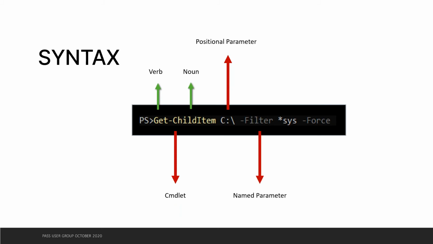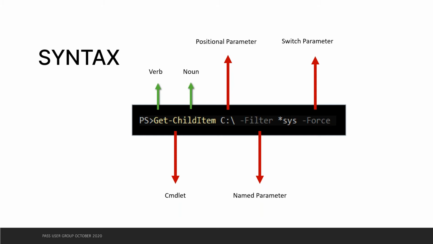And then you have a named parameter. A named parameter is one that has a hyphen in front of it. That means it has to be a parameter defined for the commandlet to use, but it can be anywhere in the command line. It doesn't have to be right after the commandlet.